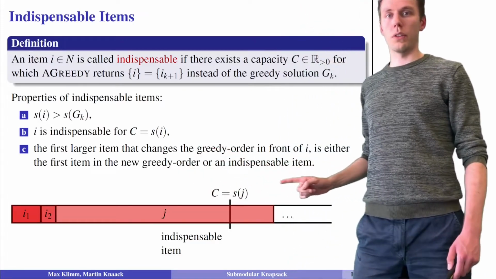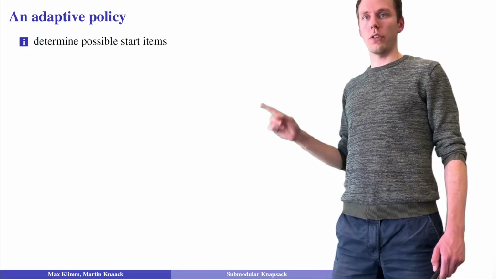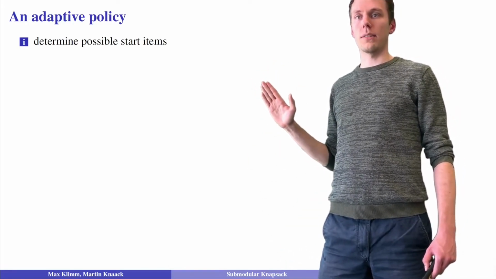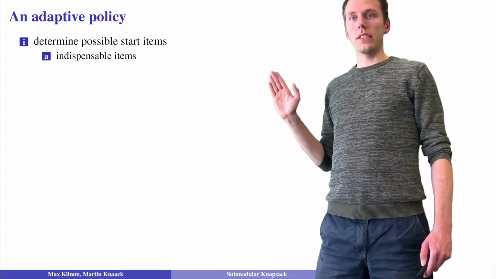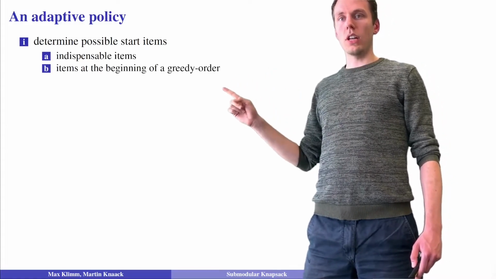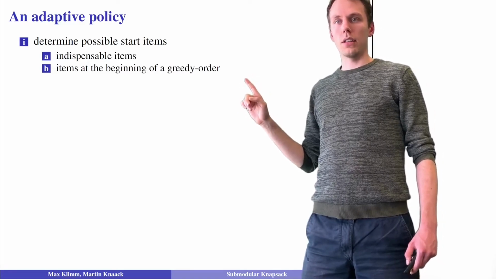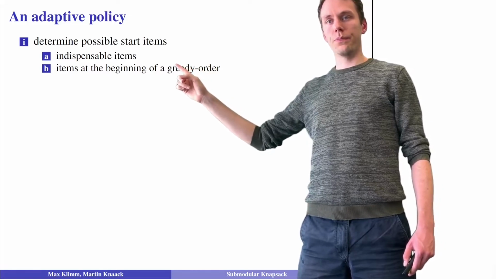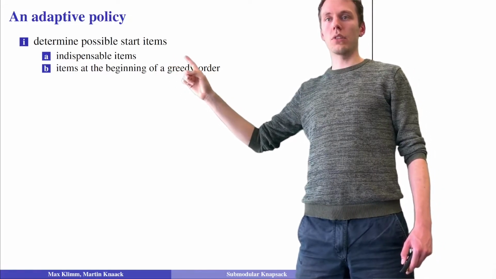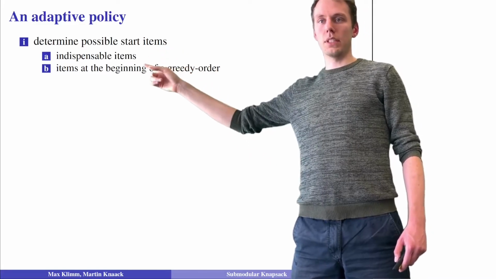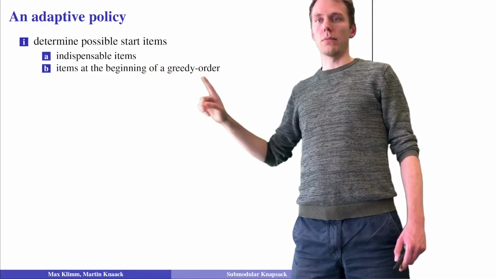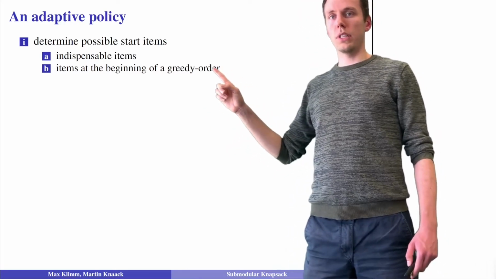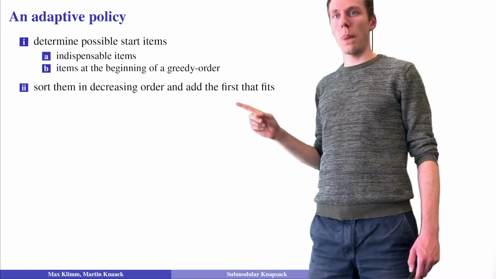Okay, so these are the three properties, and now we are looking at what an adaptive policy can look like. In the first step, we determine all possible start items. These are the indispensable items and all items at the beginning of the greedy order. We can simply do this by looking at the size of every item, and calculating for this capacity if this item is an indispensable item or if this item is the first item in the greedy order. So we have no problem determining all these properties for all items.